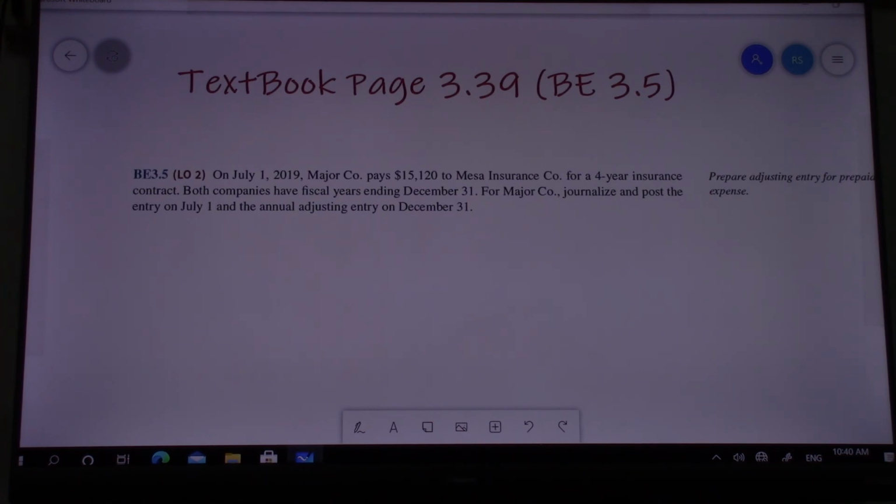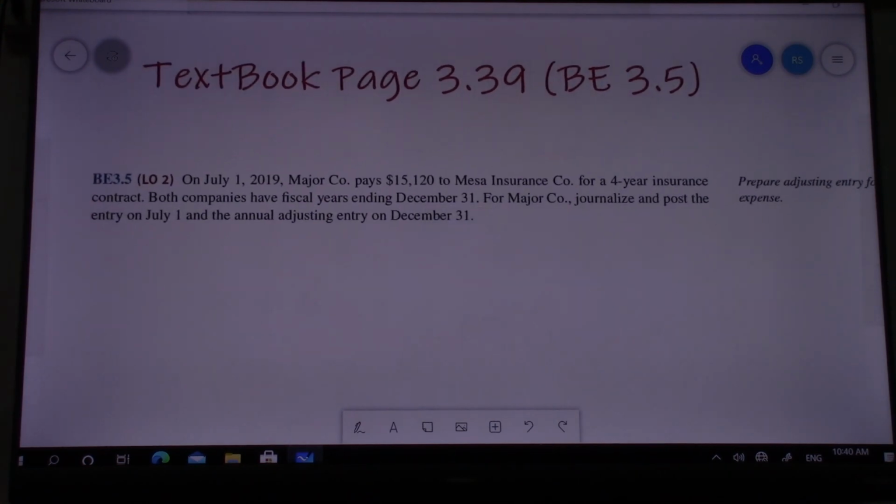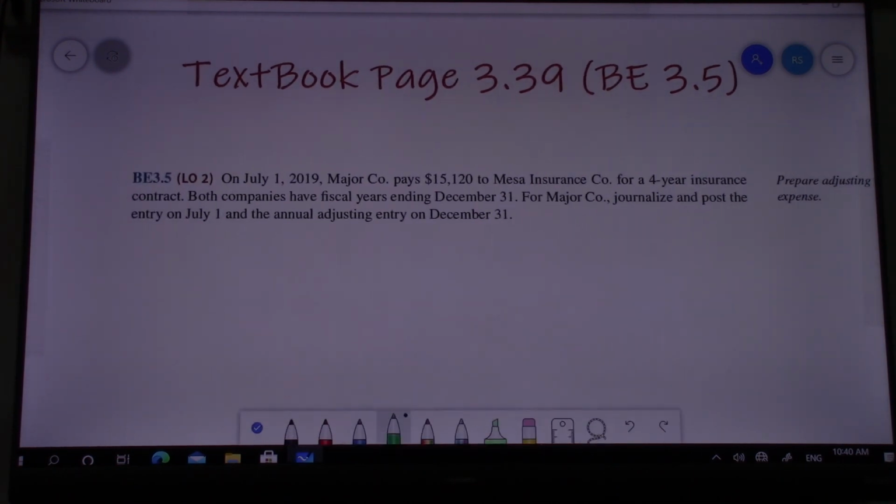Okay, let's solve a brief exercise 3.5, which is also on page 339 in the text. On July 1st, 2019, major corporation pays $15,120 to Mesa Insurance Company for a 4-year insurance contract. This means that major company paid in advance insurance which will expire after 4 years.